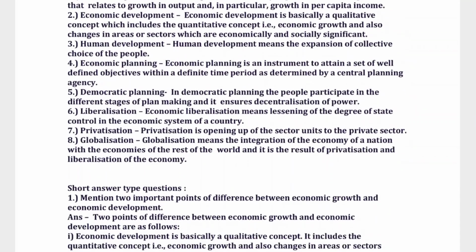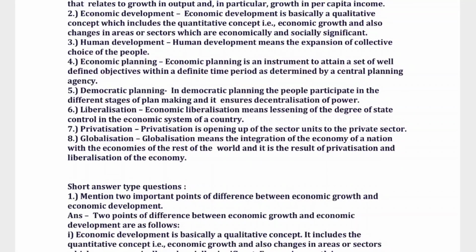Number 5, democratic planning. In democratic planning, the people participate in the different stages of plan making and it ensures decentralization of power. Number 6, liberalization. Economic liberalization means lessening of the degree of state control in the economic system of a country.